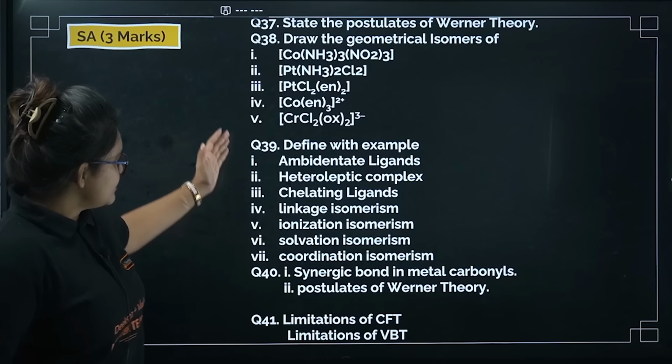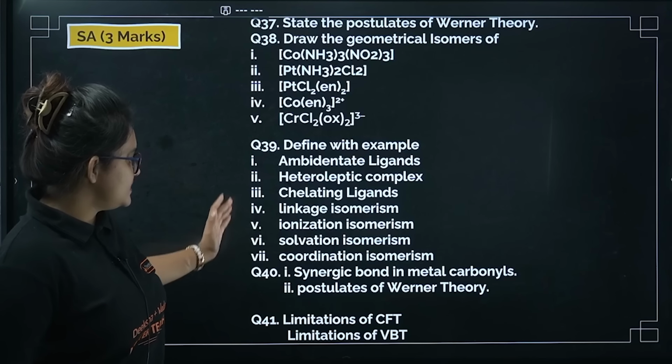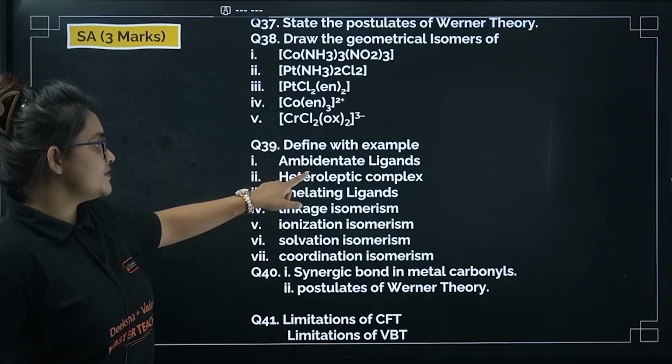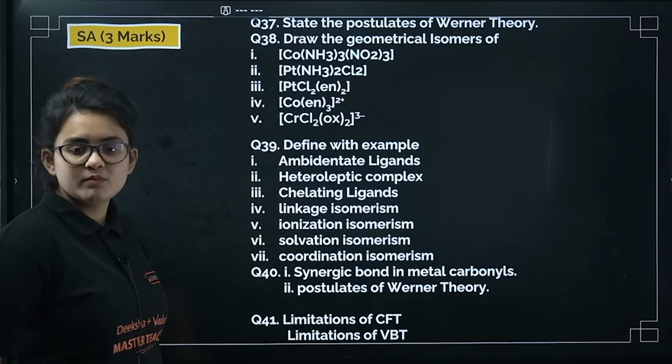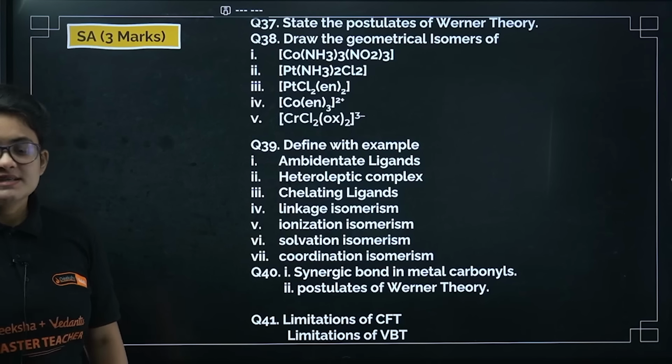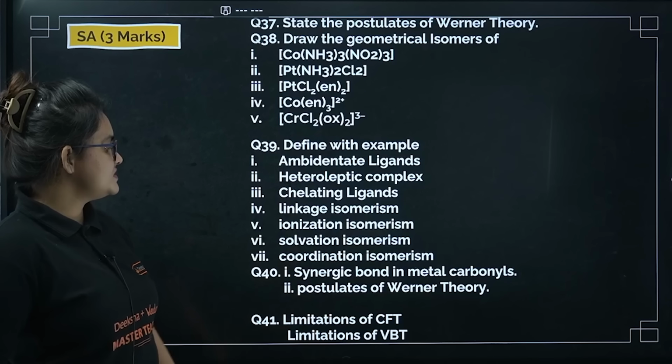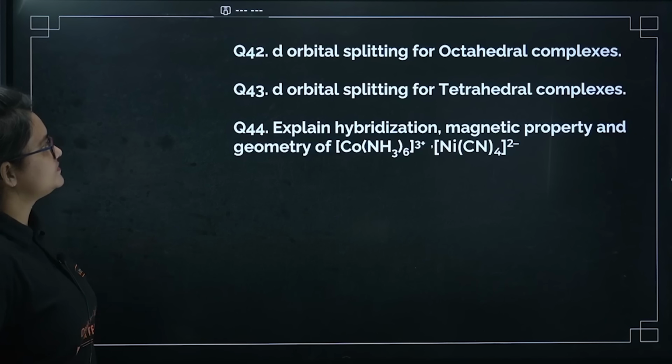Okay, so here come some definition questions with examples. Okay, all types of isomerism. Okay, ambidentate ligand is very important, heteroleptic and homoleptic complexes, both of them are important. Synergic bonding in metal carbonyls is very important. Okay, limitations of CFT and VBT are very important.